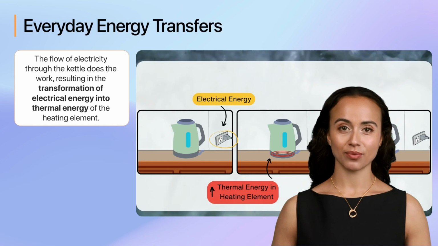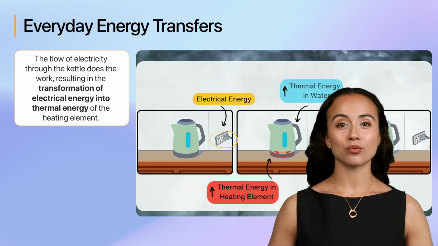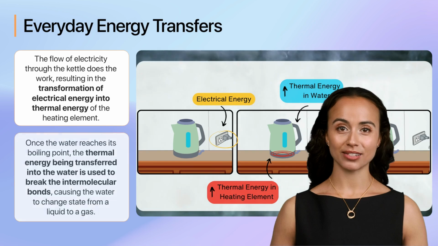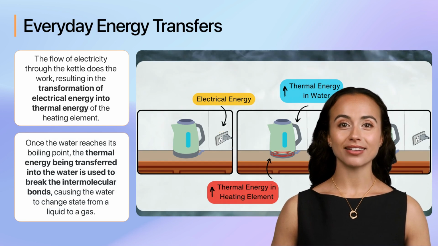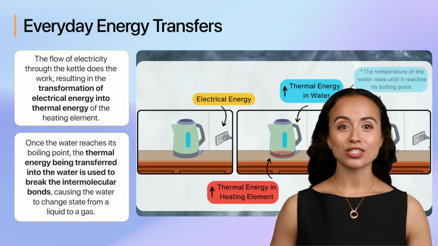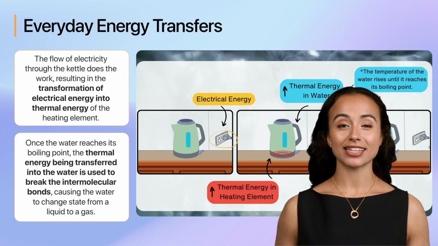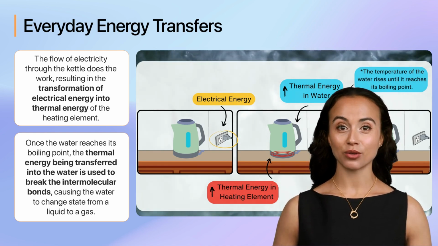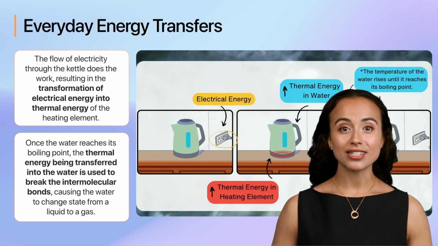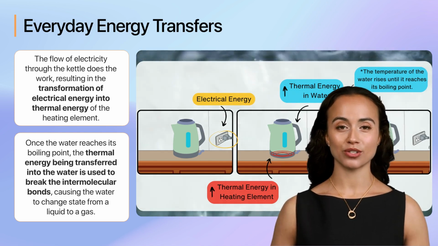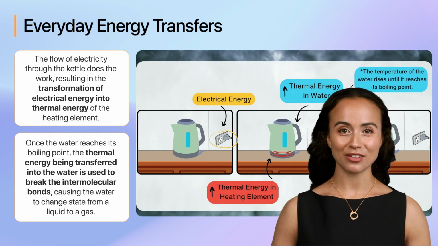of the heating element. As the water continues to absorb thermal energy from the heating element, the temperature of the water rises until it reaches its boiling point. At this stage, the thermal energy being transferred into the water is used to break the intermolecular bonds, causing the water to change state from a liquid to a gas. In this case, the heating process is an example of energy being transferred through a heating pathway. The energy flows from the heating element to the water, increasing the thermal energy of the water molecules. This pathway is crucial in everyday applications like cooking, heating, and generating steam.